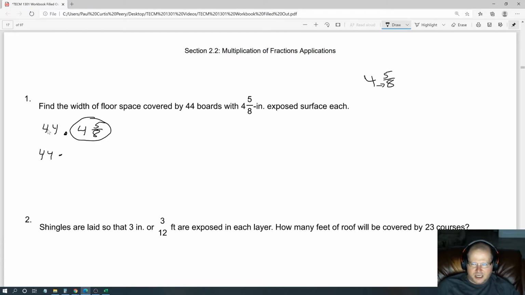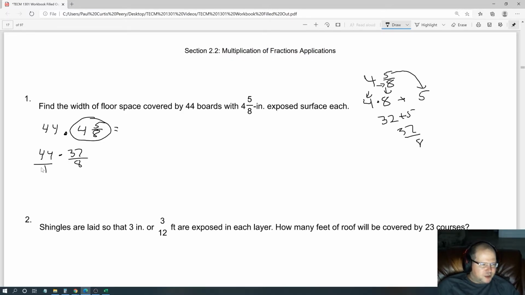So what you do is you multiply the whole number by the denominator. So you're going to say 4 times 8. And then once you do that, you add in the numerator, which is the 5 in this case. So 4 times 8 is 32. Then you add the 5, which gives me 37. Again, 4 times 8 is 32, 32 plus 5 is 37. We just stick the denominator back on it, which is the 8. So that turns into 37 over 8. Okay, so far so good.